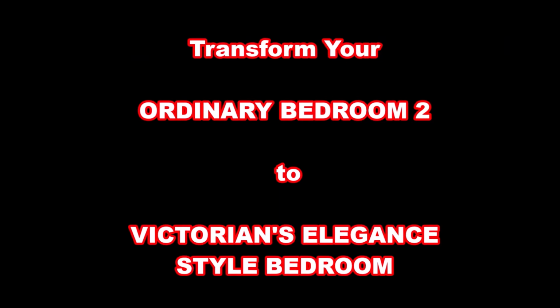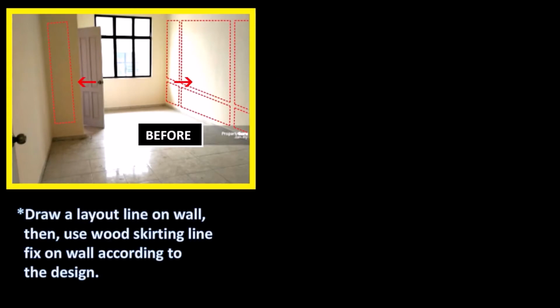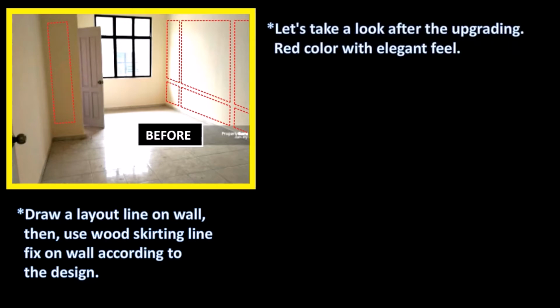Transform your ordinary bedroom 2 to Victorian's elegant style bedroom. Draw a layout line on wall, then use wood skirting line to fix on the wall according to the design. Let's take a look after the upgrading. Red color with elegant feel.